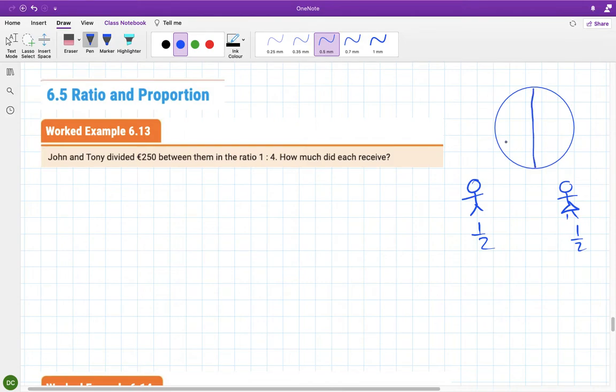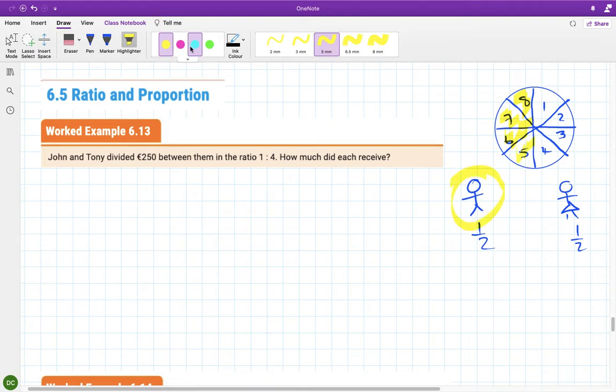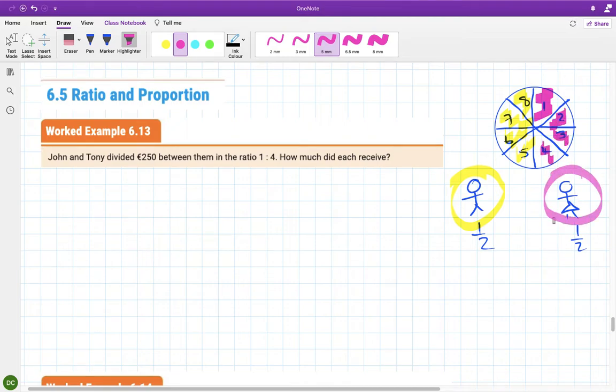Okay, so what we would have to do is count the pieces. So 1, 2, 3, 4, 5, 6, 7, there's 8 pieces. So if this person is going to get half, then they're going to get half of 8. So they're going to get 1, 2, 3, 4 pieces. And then this person is going to get half as well, so they're going to get 1, 2, 3, 4. So in my little example here, half the pizza is 4 slices, and they're going to get that each.